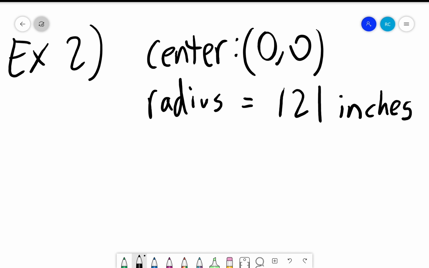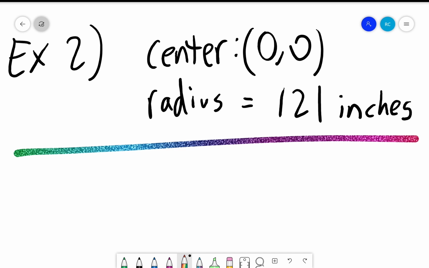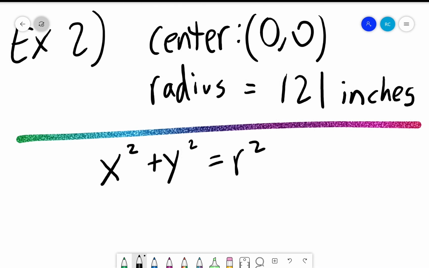So, once again, we know from previous notes that the equation of any circle that is centered at 0, 0 is x squared plus y squared equals r squared. And in this case, that means x squared plus y squared equals 121 squared. If you were thinking about 11, that means you were going the wrong direction. You took the square root instead of squaring it.